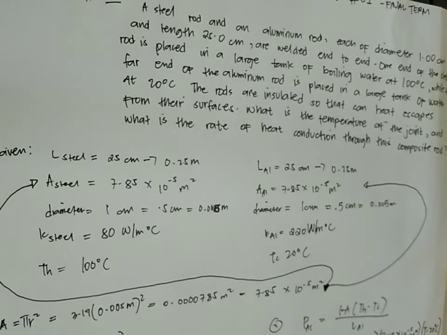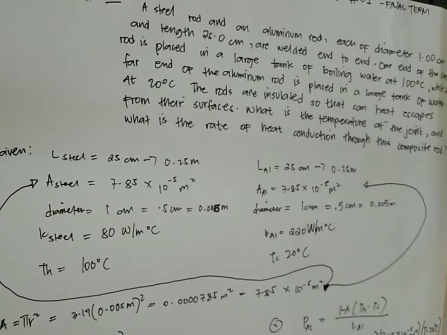So, what we are looking for is the joint temperature between the steel and the aluminum, then their rate of heat conduction. First, the given in the problem: the length of the steel is the same as the length of the aluminum. So, 25 centimeters into meters is 0.25 meter. The area of the steel is 7.85 times 10 to the power of negative 5 meter squared.